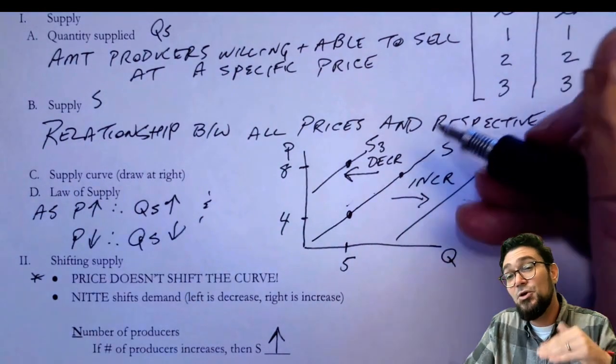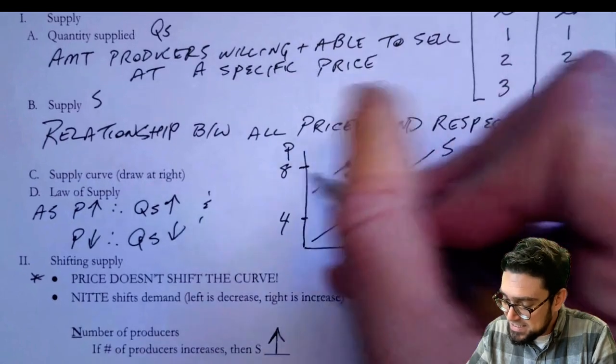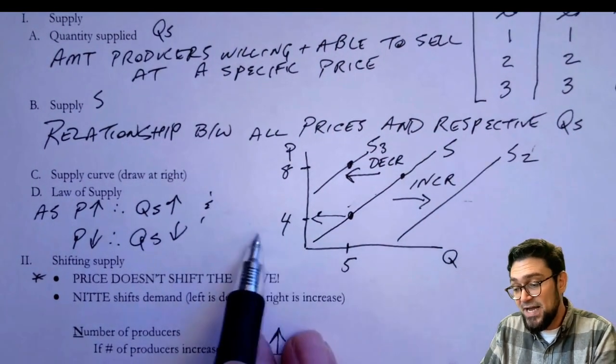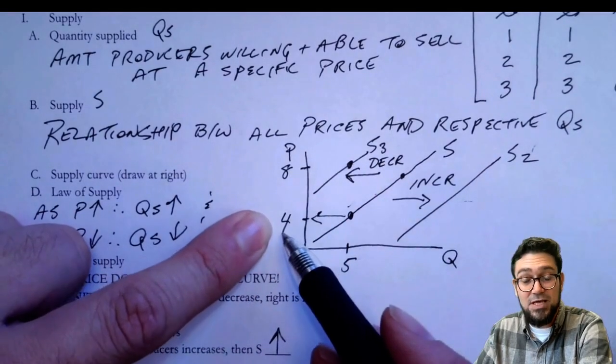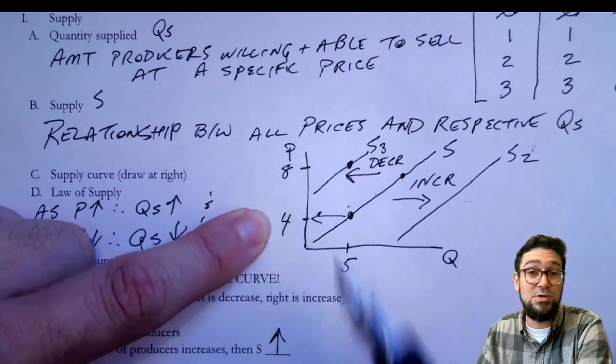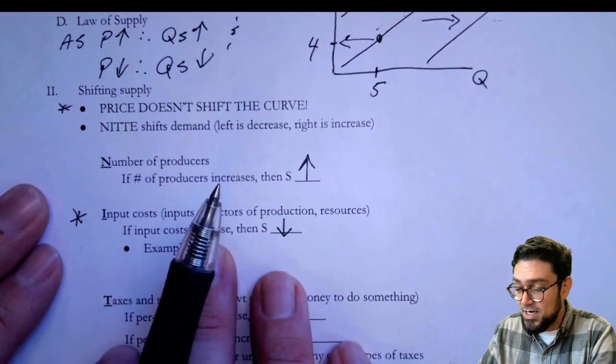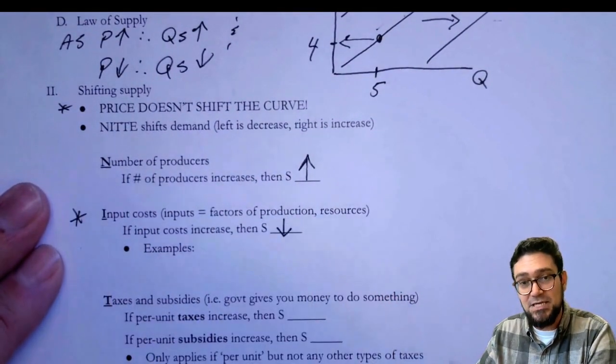Or if you were keeping your price the same and you had a decrease like that, you would not be able to produce nearly as many units. In fact, based on what this graph looks like, if the price were still 4, you wouldn't be willing to sell any at all. So we would say that if we have higher input costs, there's actually less supply. It's a decrease in supply.